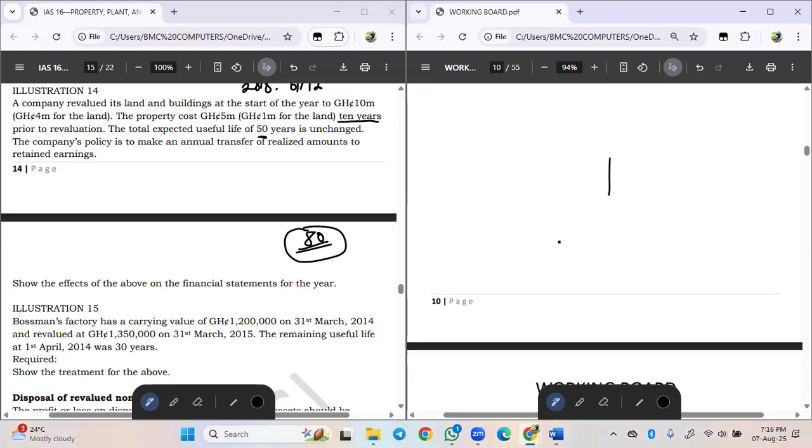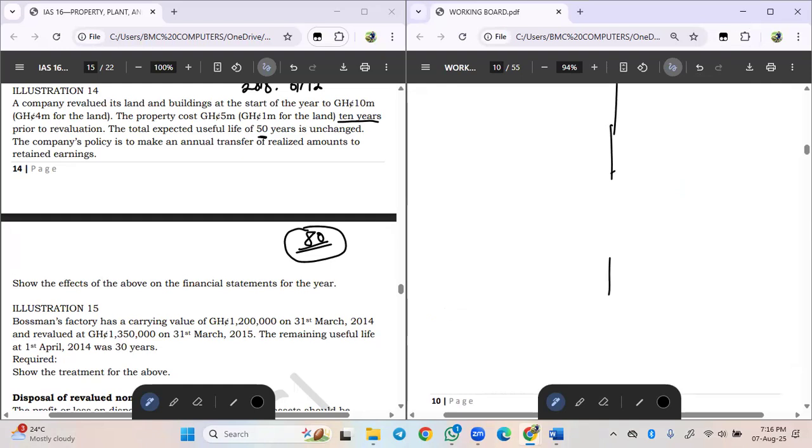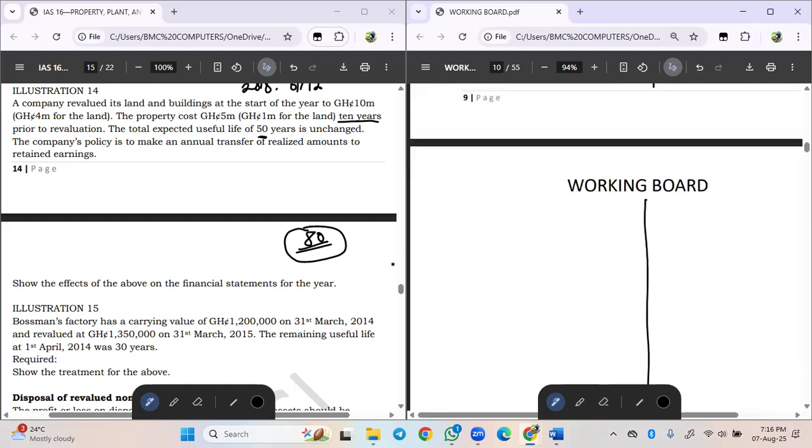To avoid that particular confusion, there is a shortcut. When you want to calculate the realized gain, or extra depreciation, at the end of the day you transfer it from the revaluation surplus to retained earnings. That will be shown in the statement of changes in equity. When you are preparing the balance sheet, you have to subtract it from the revaluation surplus or the revaluation gain.